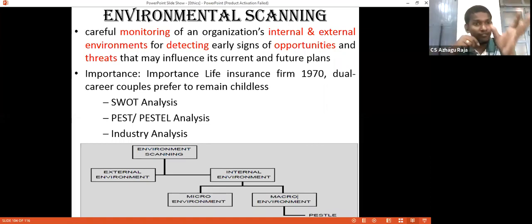A combination of all the pluses and minuses of the internal environment as well as the external environment will help you to identify the opportunity or gap available. So that is very important. The importance of environmental scanning came during 1970. This is a very important point that you should remember.